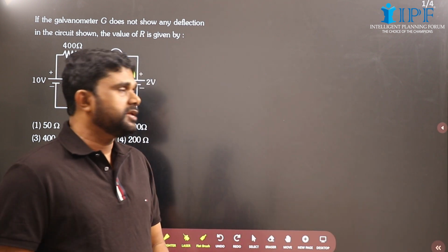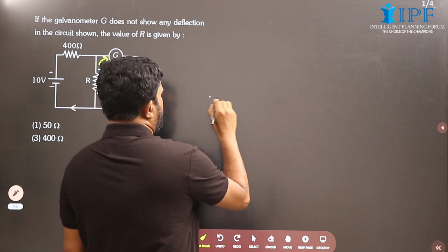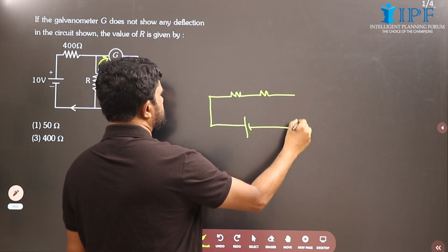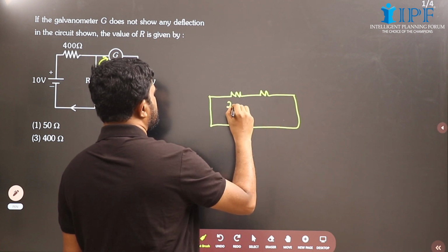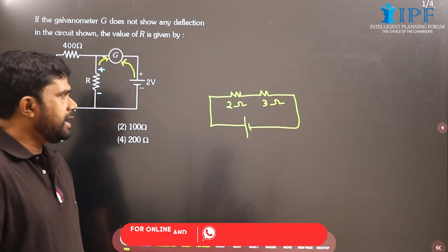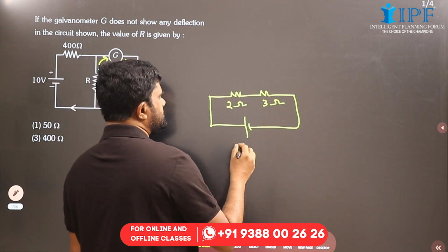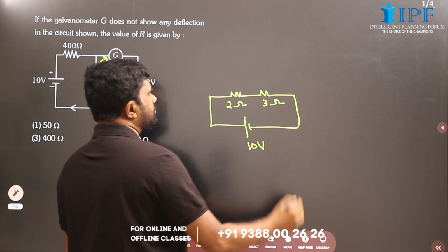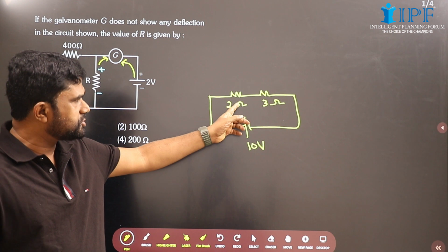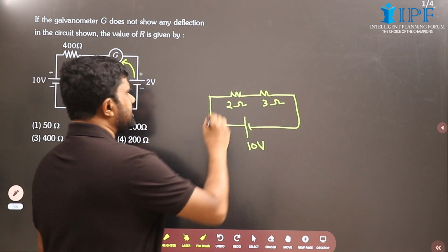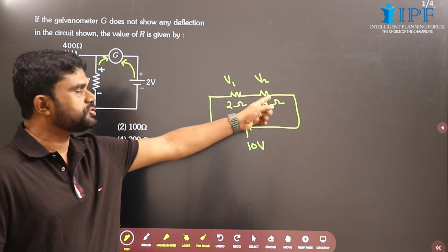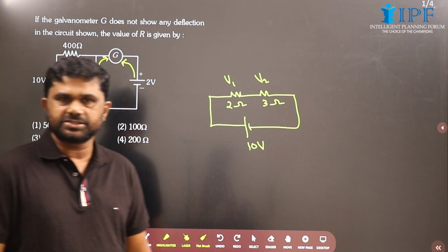Now I will tell you some more ideas about this dividing voltage. Suppose we have two resistances, say this is 2 ohm and this is 3 ohm. These two resistances are connected in series across, say, again 10 volt. This 10 volt will be dropped across this 2 ohm and 3 ohm. Suppose the voltage here is V1 and here it is V2. The same current passes through both the resistors because they are connected in series.